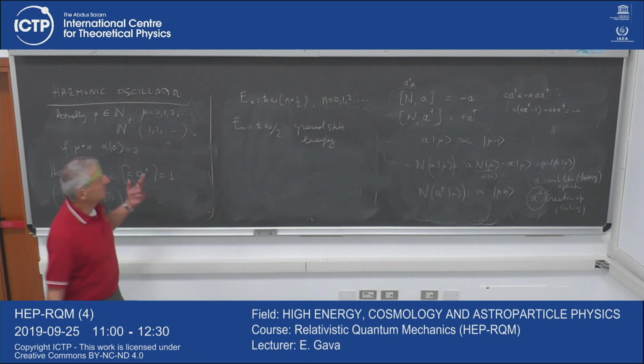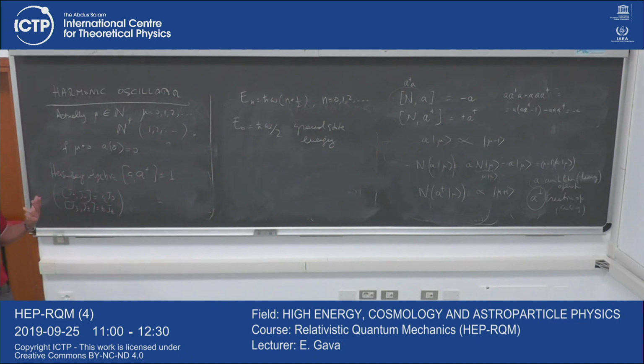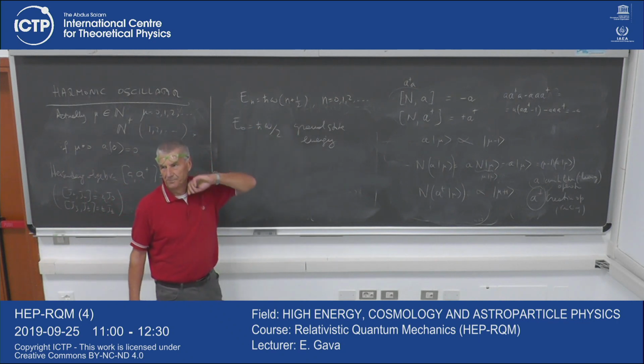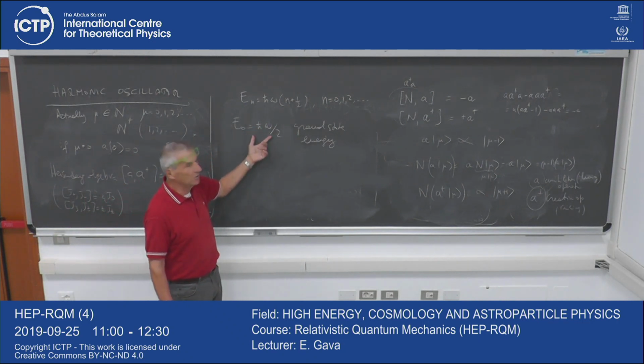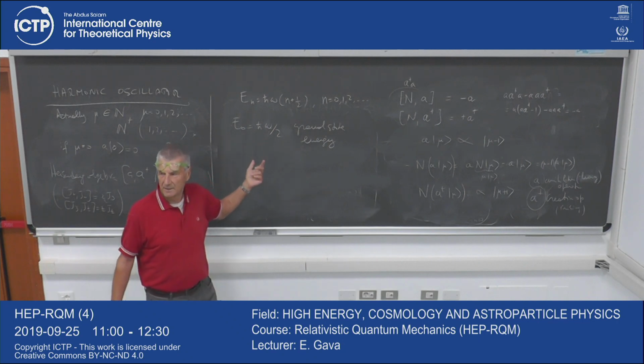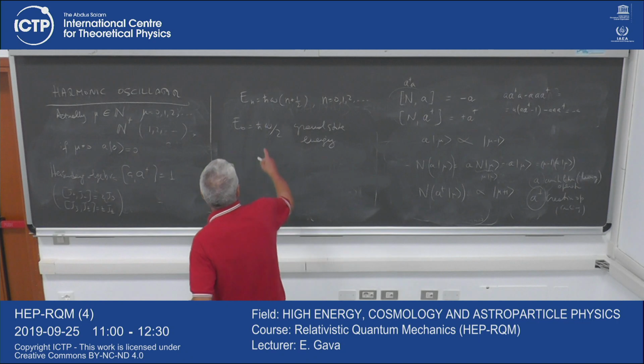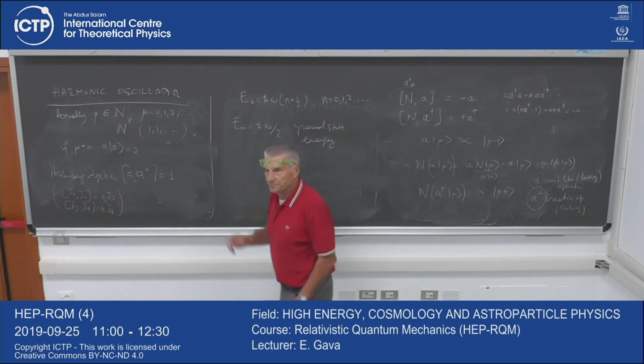So there are two features which are typical of the quantum situation. One is the discrete spectrum. The other is the zero-point energy. In the classical case, the zero-point energy is 0, and the spectrum is continuous.